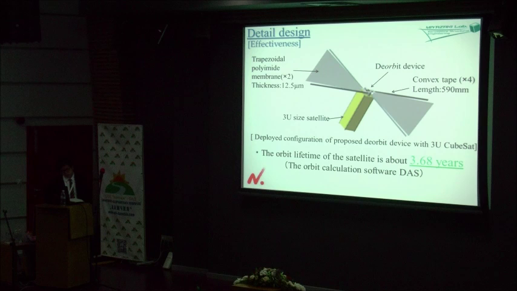From here, I will explain the 10 requirements. First of all, effectiveness. When the proposed device is attached on the top surface of a 3U CubeSat as in this video, the orbit lifetime of the satellite is about 3.68 years according to the orbit calculation software.